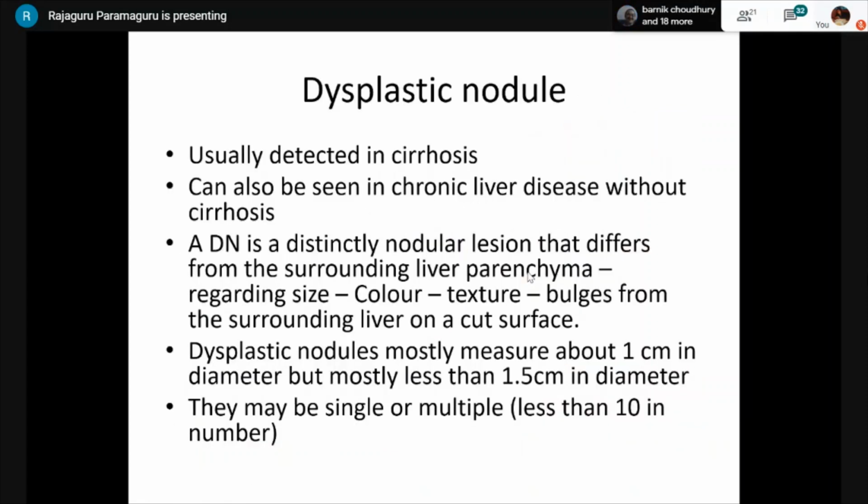In a dysplastic nodule, as I said, the gross appearance will be bulging and different in color from the surrounding parenchyma. It can be seen in certain cases without cirrhosis also, in chronic liver disease without cirrhosis. So the color and texture is important. Nodules mostly measure about 1 centimeter, but less than 1.5 centimeter, and can be single or multiple.